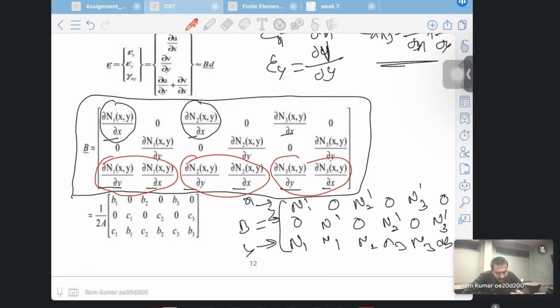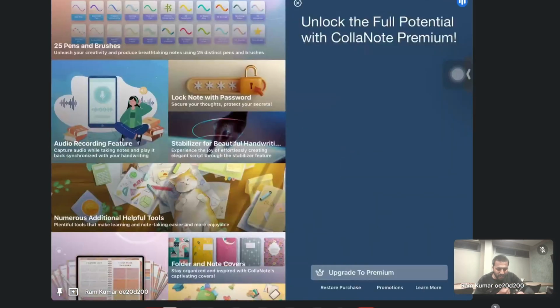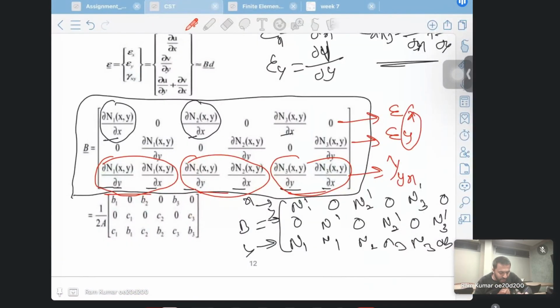Or you can remember like this: this is our horizontal strain epsilon x, this is our vertical strain epsilon y, and this is our shear strain gamma xy. To remember this one, first initially we already wrote x and y, so we have to write by x accordingly. Like that we can make one trick.